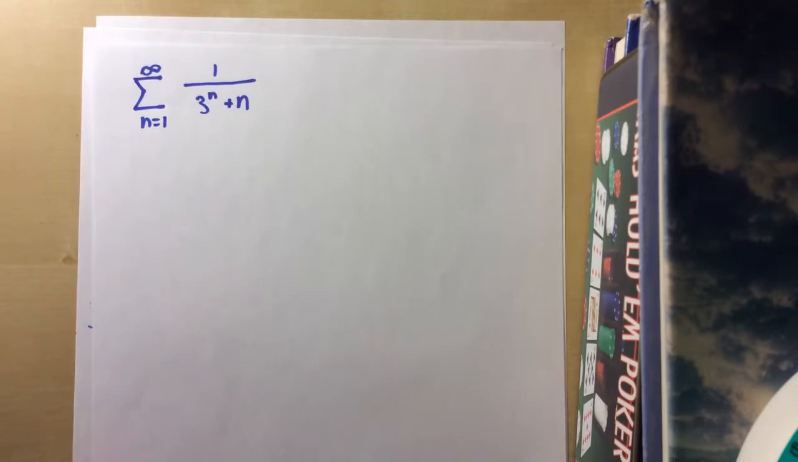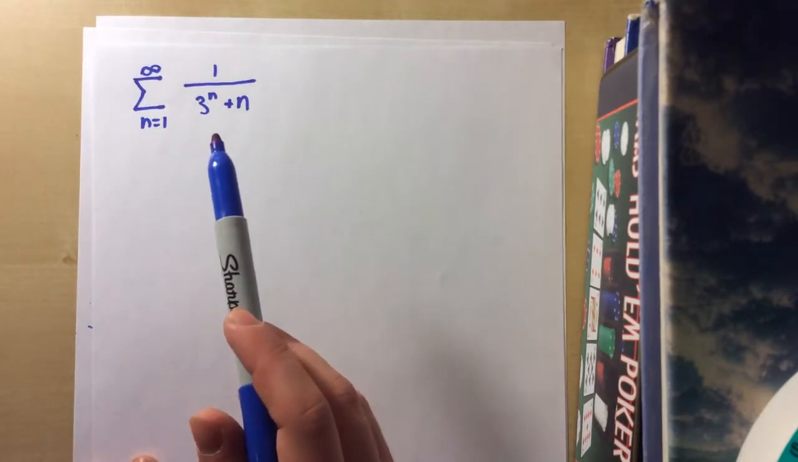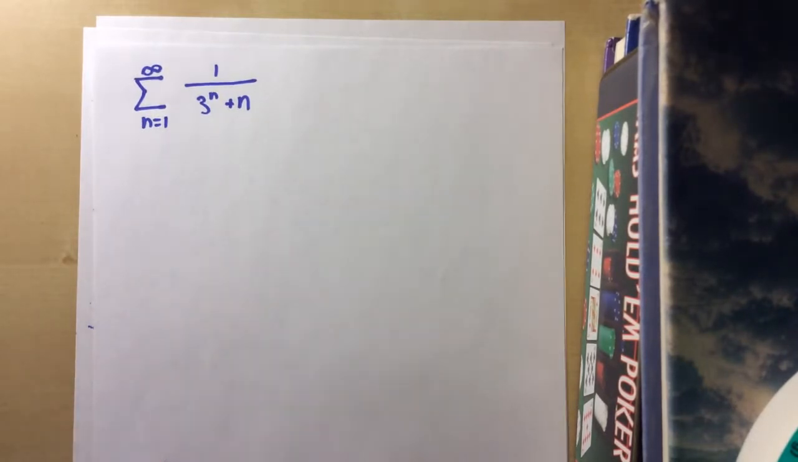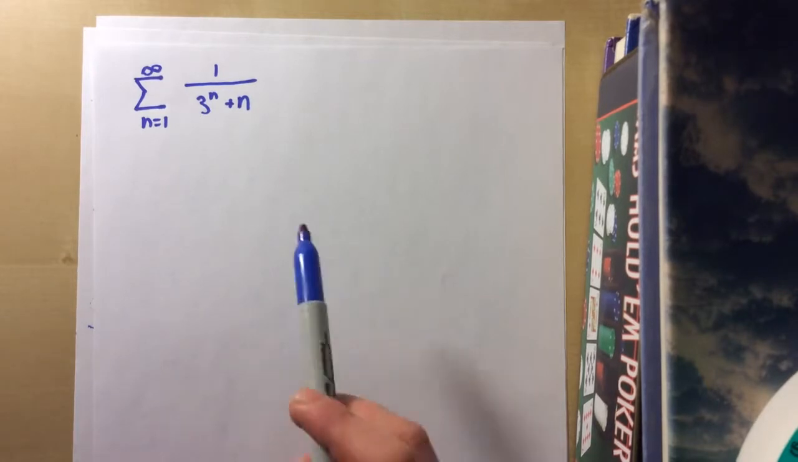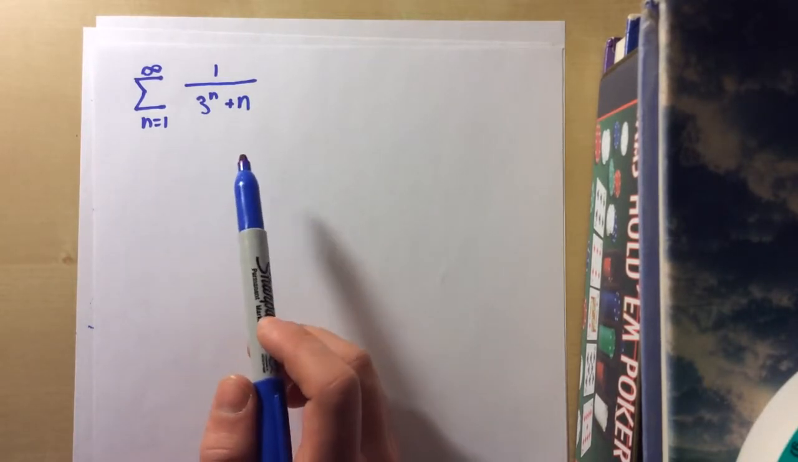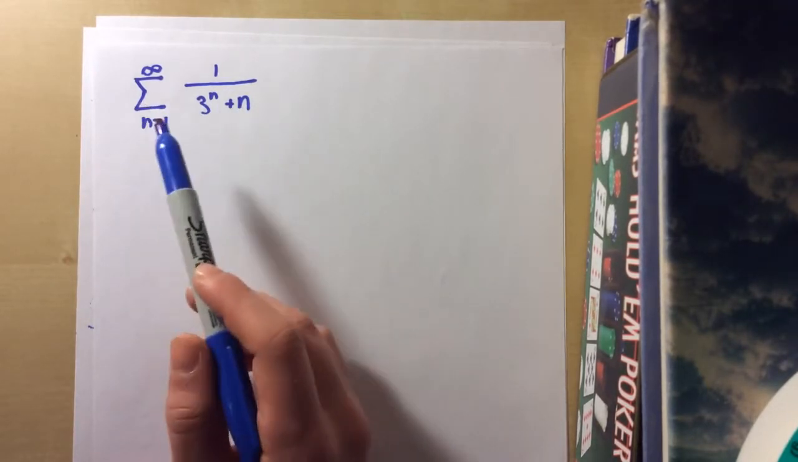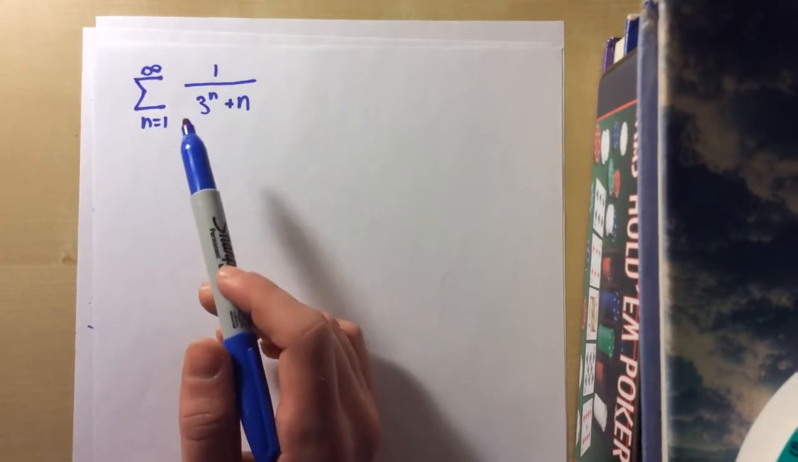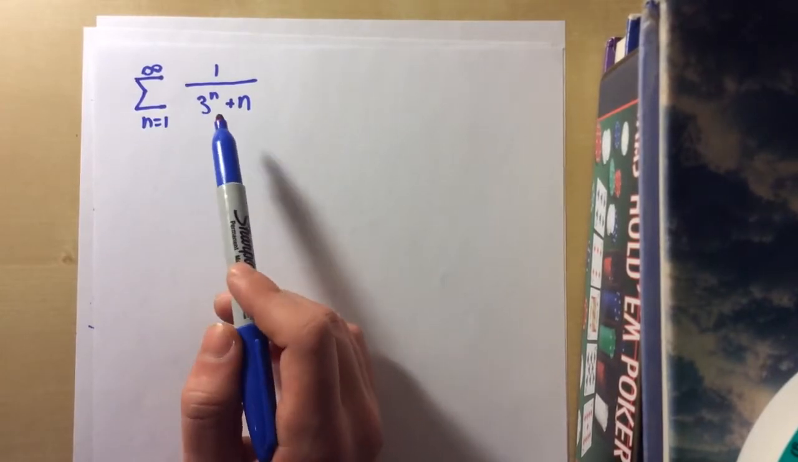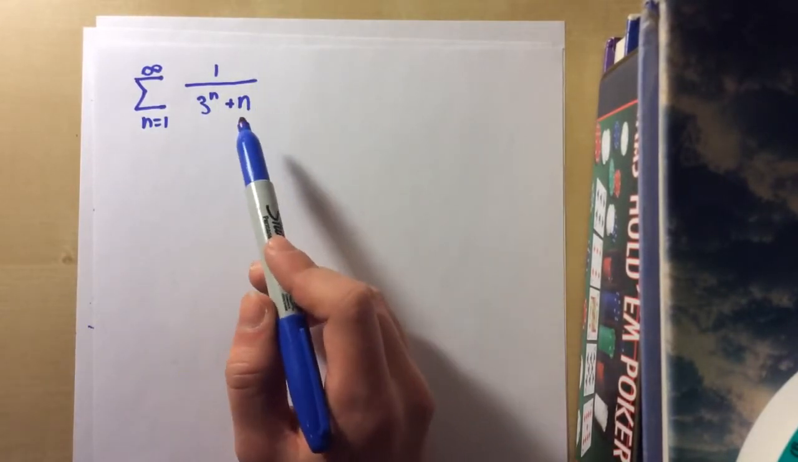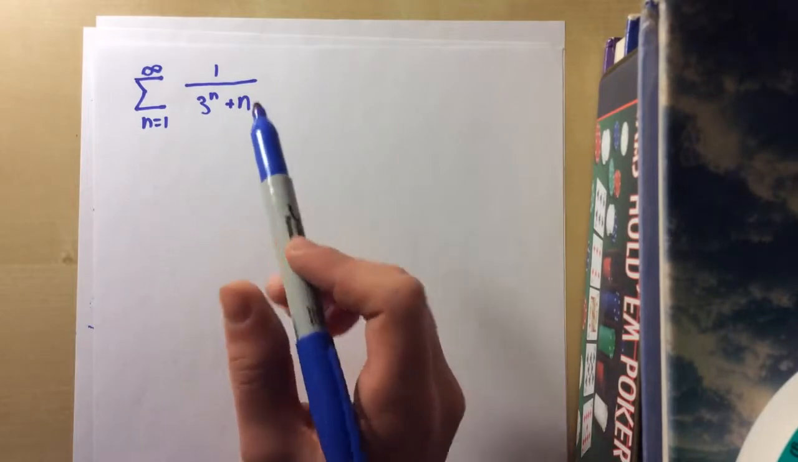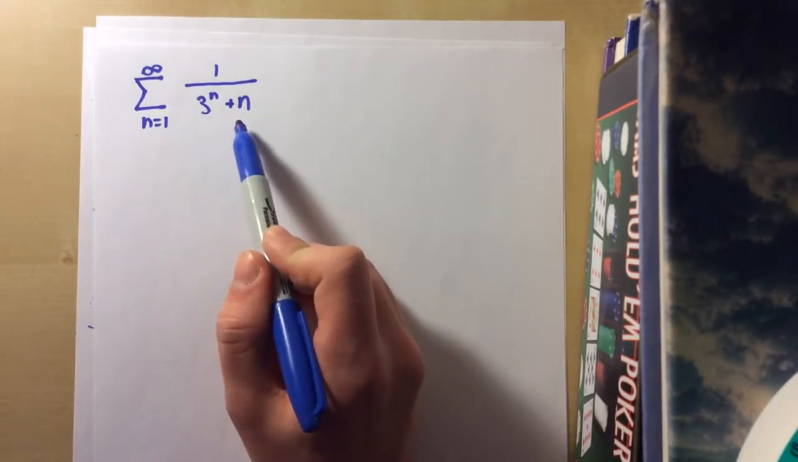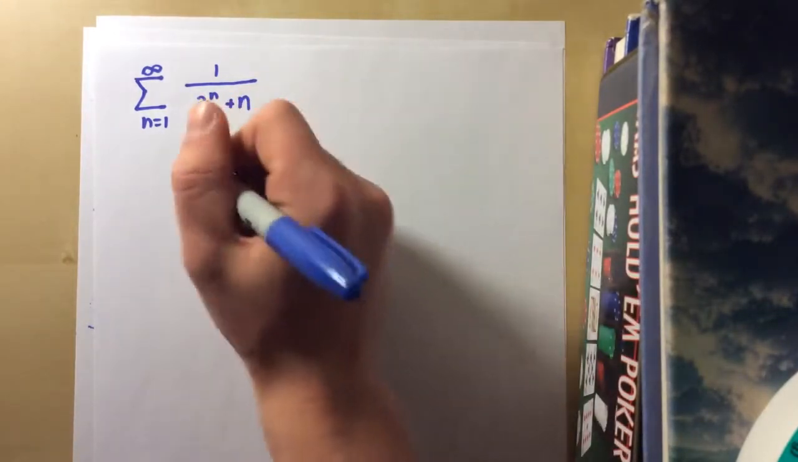So we have the series from n equals 1 to infinity of 1 over 3 to the n plus n. We want to compare this to a series that we know converges or diverges, and show that this converges or diverges. We'll notice that we're summing up values where n is always greater than or equal to 1. n is always positive. So this 3 to the n plus n is always going to be greater than 3 to the n because n is always a positive number.